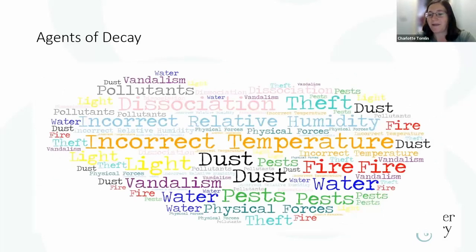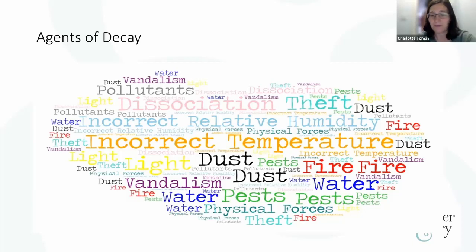So agents of decay, what do we mean by that? In a museum setting, this is what we call anything that can cause damage or deterioration to museum objects or museum buildings. And I've done a really pretty, I think you'll agree, little decorative word image there for you, just to list all of the agents of decay, depending on which source you look at. There's about 10 or 11 main agents of decay, including ones you can pick out here.